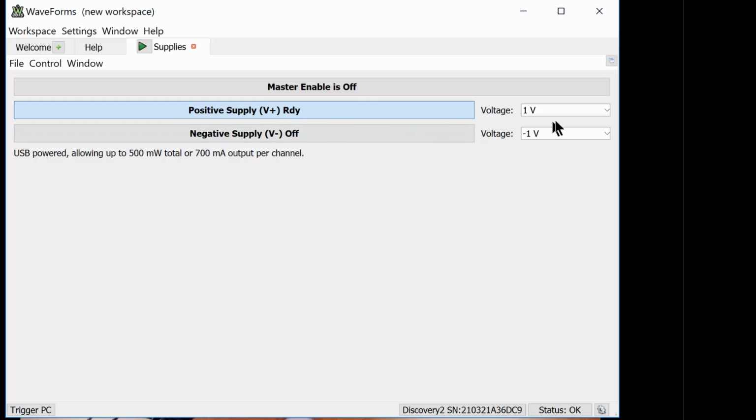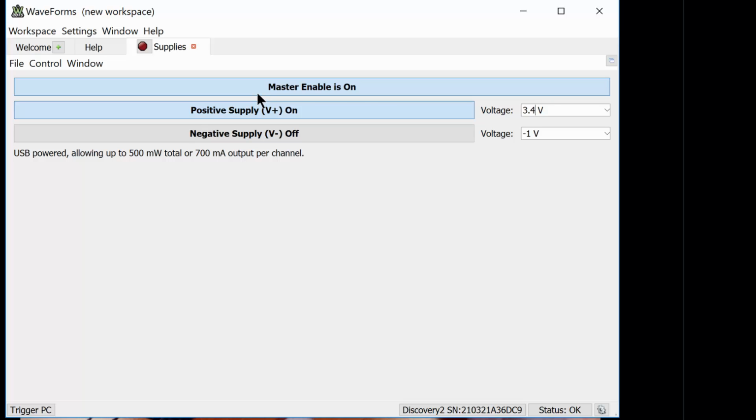For this guy right here, we want to set that. We're going to power everything with 3.4, so I just do that. And then if I want to power my board, I just hit run, and what happens is that then turns on the power supply to my board. Okay, and you can see that the master enable is on right now.